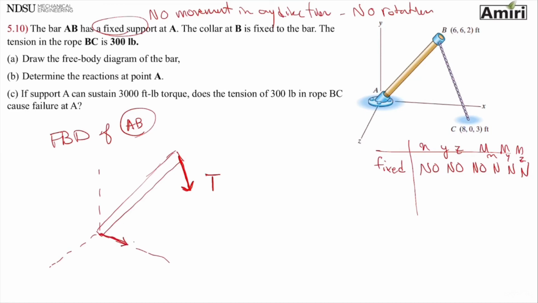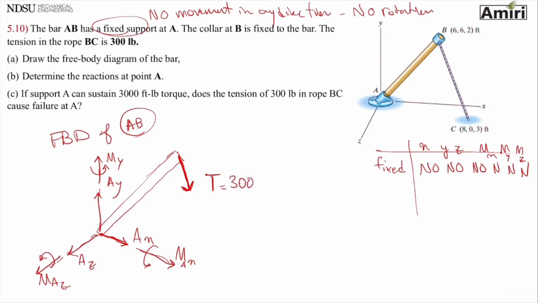So I'm going to have AX, AZ, AY, MX, MZ, and MY. So I have 7 unknowns. Oh, I don't, because the magnitude of T is given. Okay, good. So I have the 6 unknowns. So let's find the components of T. So let's do the vector format here, okay?